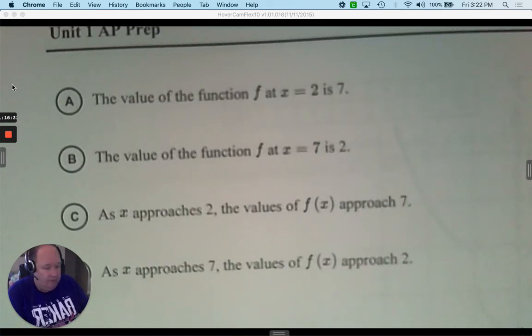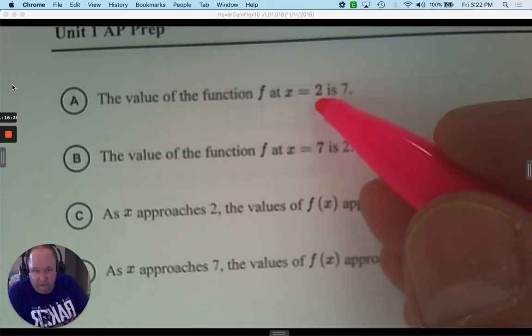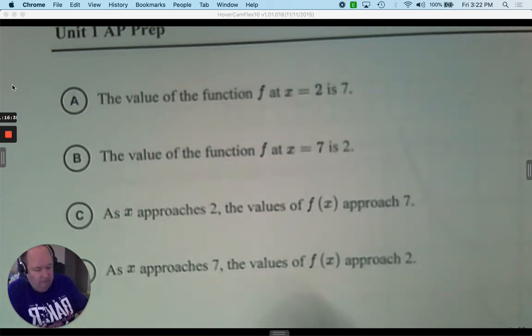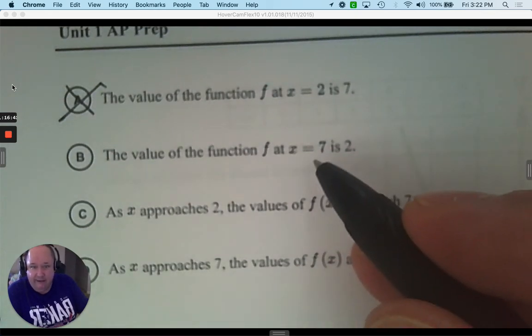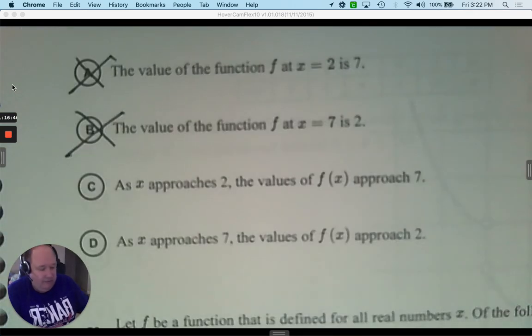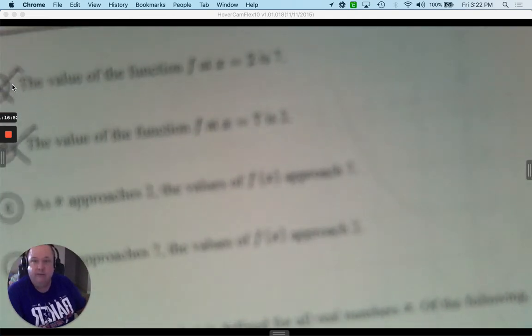I promise. Thank you. So the value of the function f at x equals 2 is 7. No, the limit doesn't have to equal that. The value of the function f at x equals 7 is 2. No. As x approaches 2, the function approaches 7. Yes, that is the definition of a limit right there.